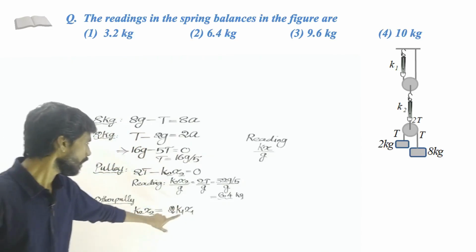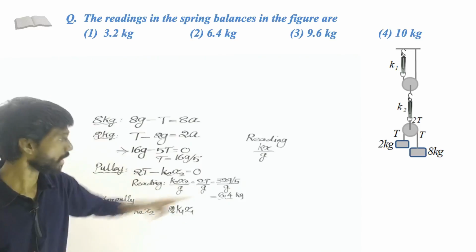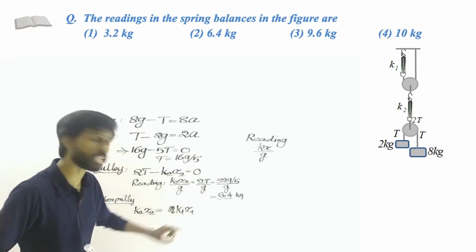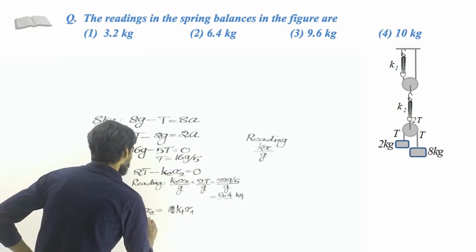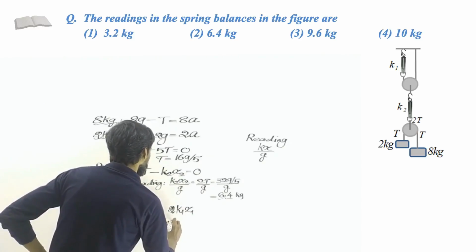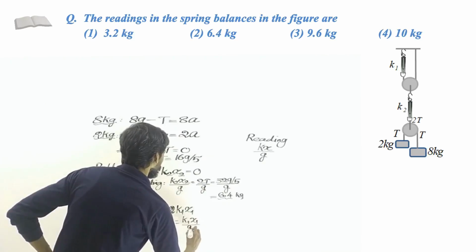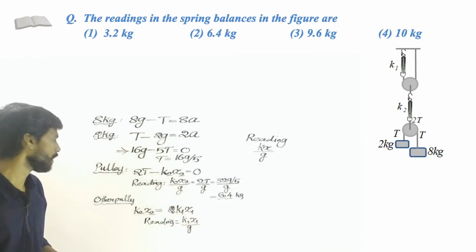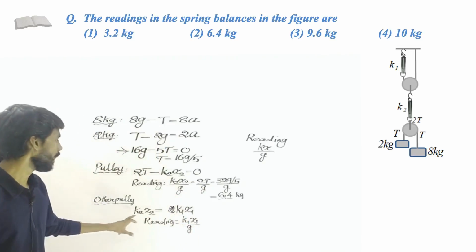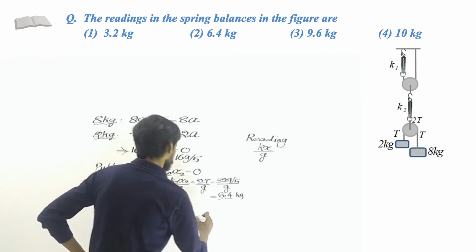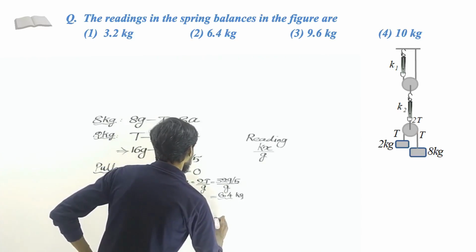Now you see, now what is the reading? Kx divided by g, same formula, but here K1 X1 divided by g. So our reading here is K1 X1 divided by g. Okay, K1 X1 divided by g. But what is K1 X1? K2 X2 divided by 2g. Okay, K2 X2 divided by 2g.